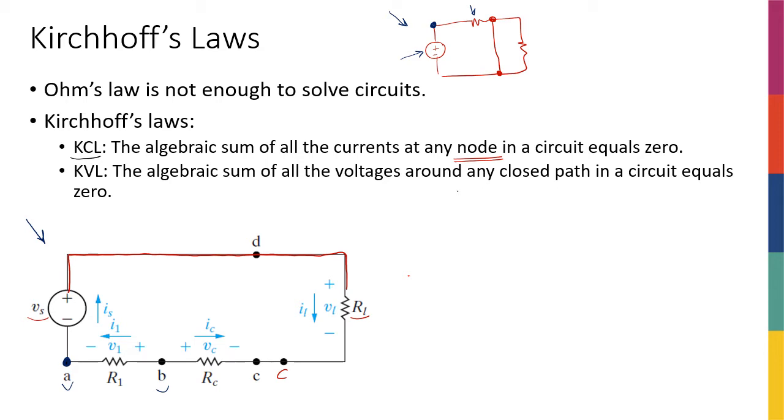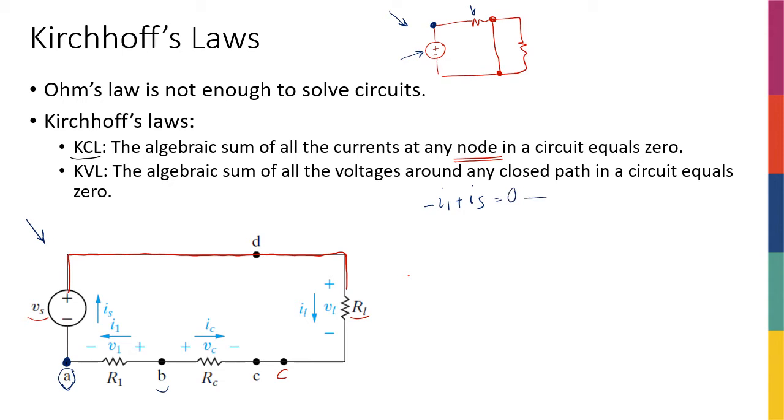So I can say that let's write all the currents that are going out of a node using a positive sign, and then use a negative sign for all the currents coming into a node. So in the case of node A, I1 is coming into the node, so it's going to be a negative I1, and IS is going out of the node, so it's going to be plus IS is going to be equal to, we have a 0 here, right?